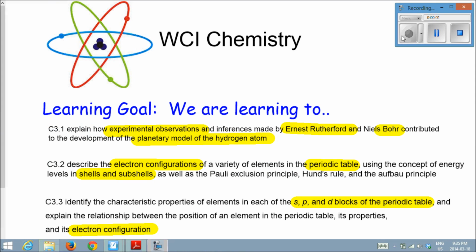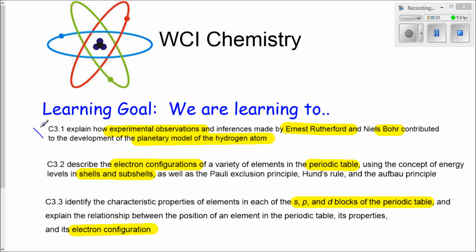Good day, grade 12 chemistry students. So today we're learning about electron configurations in the periodic table. That's what all this means here. The periodic table is divided into something called SPD blocks and F blocks. We're going to talk about what that means, explain what electron configuration means, and explain what shells and subshells mean. What you've done previously is this one right here.